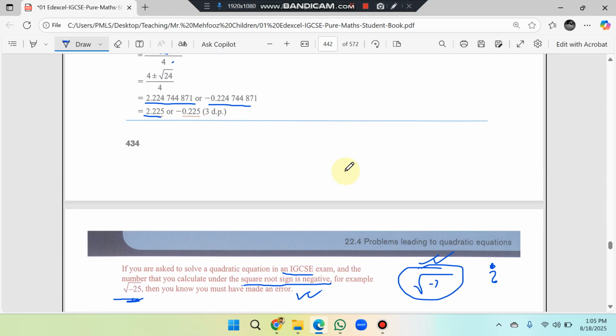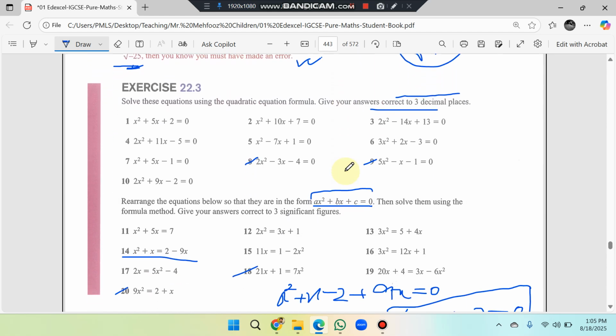That's enough for today. If you want to take the screenshot, then you can take it. Okay, you have taken the screenshot.